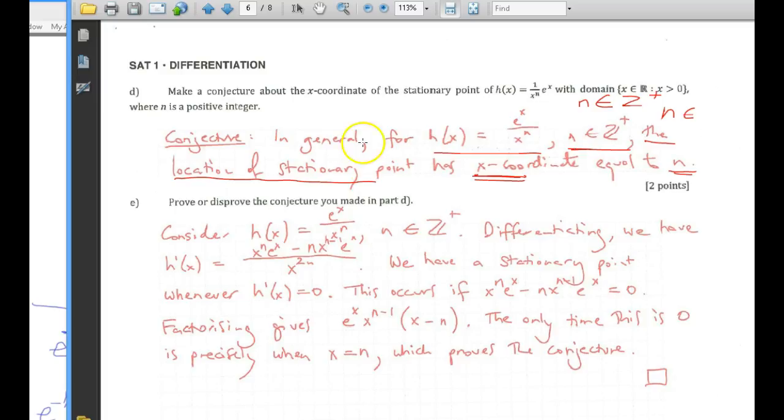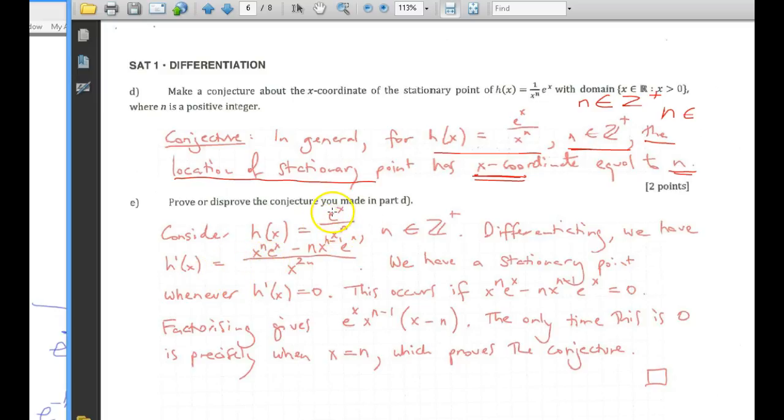Okay, now to prove it or disprove it, what we did with the actual number n equals 1 is we found the gradient, and if the gradient was 0, that is where the stationary point occurred. So here we have a function that we find the derivative of. Well, you just leave the n's in there, just remembering that n is a number.